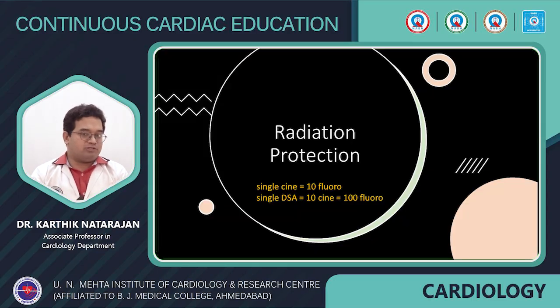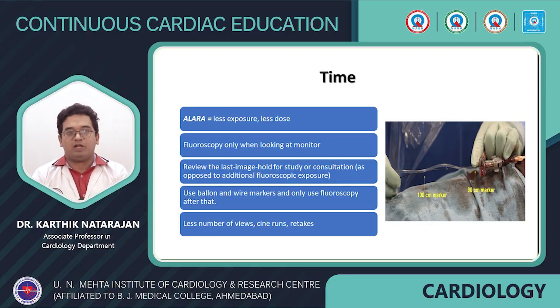Now, how do you protect yourself from radiation? This was about the physics and the radiation risks. Now, how do we protect ourselves from radiation? So, 1 cine is equal to 10 fluoro, and 1 DSA is equal to 10 cine, which is equal to 100 fluoro. So the simple idea is to use fluoroscopy as and when possible, try to decrease the amount of cine and try to avoid DSAs. There is a concept of ALARA, which is basically as low as reasonably achievable. So less exposure, less dose.